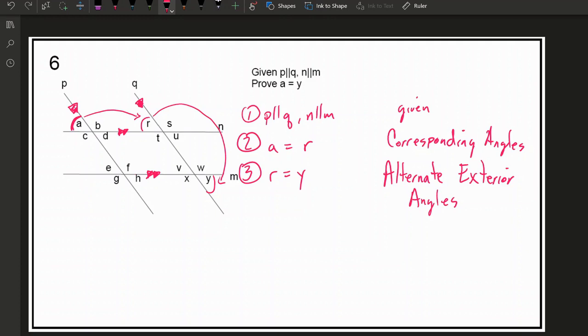And now, since A is equal to R and R is equal to Y, I'm allowed to say A is equal to R, which is equal to Y, so A is equal to Y, and that is called the transitive property.